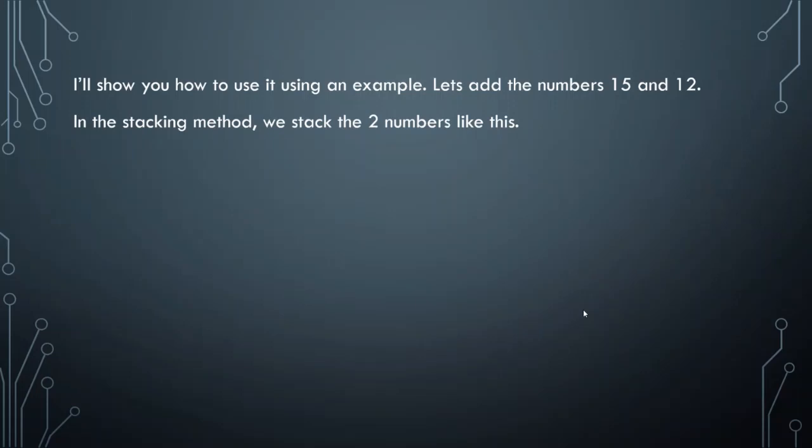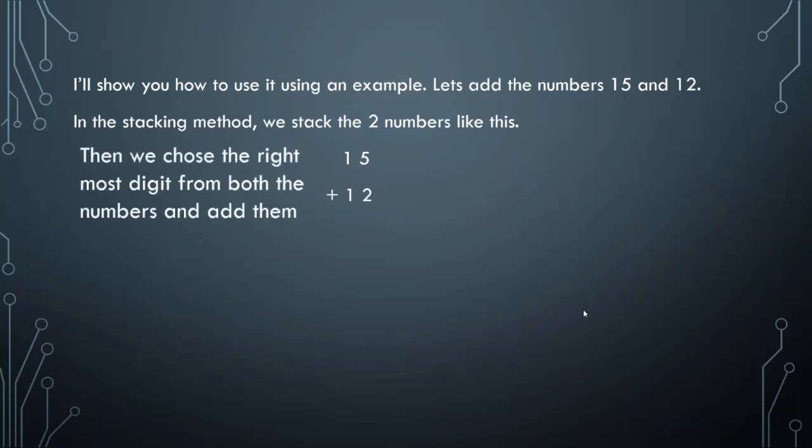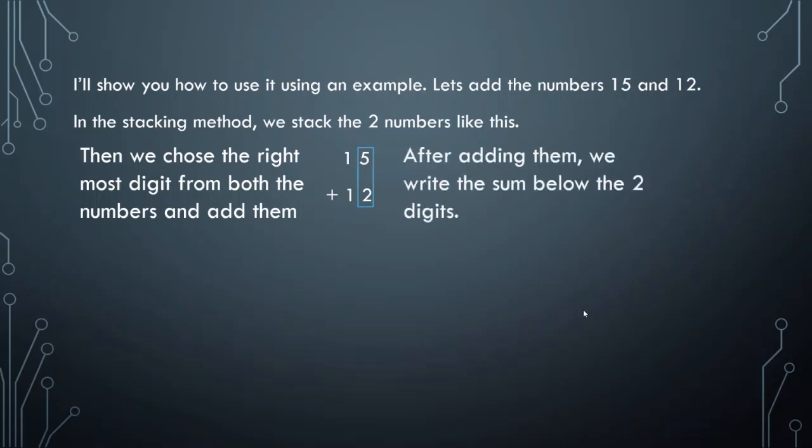Let's add the numbers 15 and 12 in the stacking method. We stack the two numbers like this, 15 over 12 or 12 over 15. It doesn't really matter while adding. Then we choose the rightmost digit from both the numbers and add them. After adding them, we write the sum below the two digits, right there. So here, the sum is 7, and we write the 7 right there.